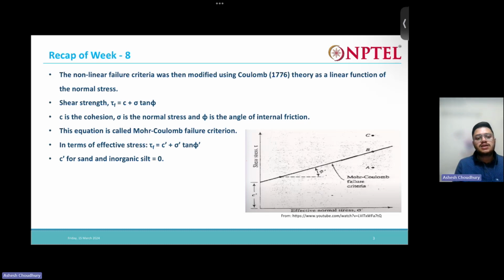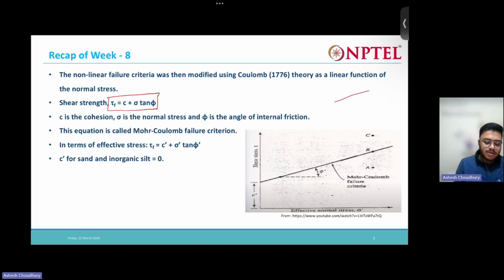What is the linear function? That linear function is nothing but the failure shear stress equal to C plus sigma tan phi, where C is the cohesion and phi is the angle of internal friction of the soil. This was derived from Coulomb's theory.